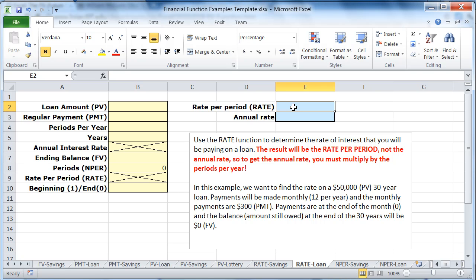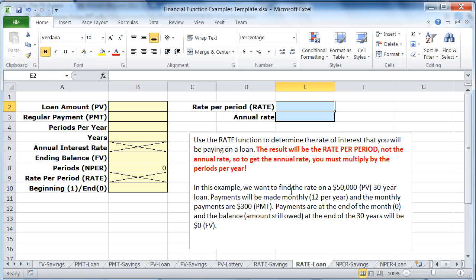In this video, we're going to take a look at another application of the rate function. The rate function in this case is to determine the rate that we'll be paying on a loan. So we know how much money we can borrow, and we know how often we're going to make payments and what the payments are going to be and what the term is going to be, what kind of interest rate is required for all of that to work out.